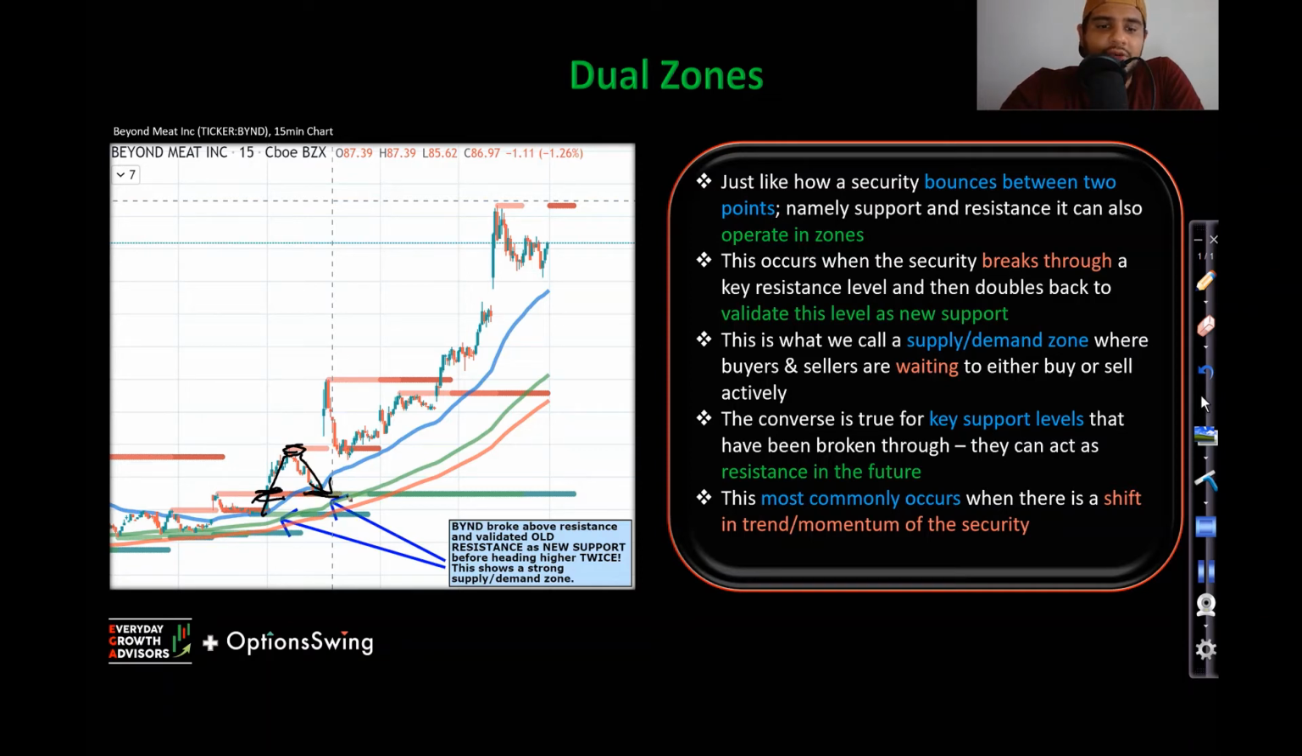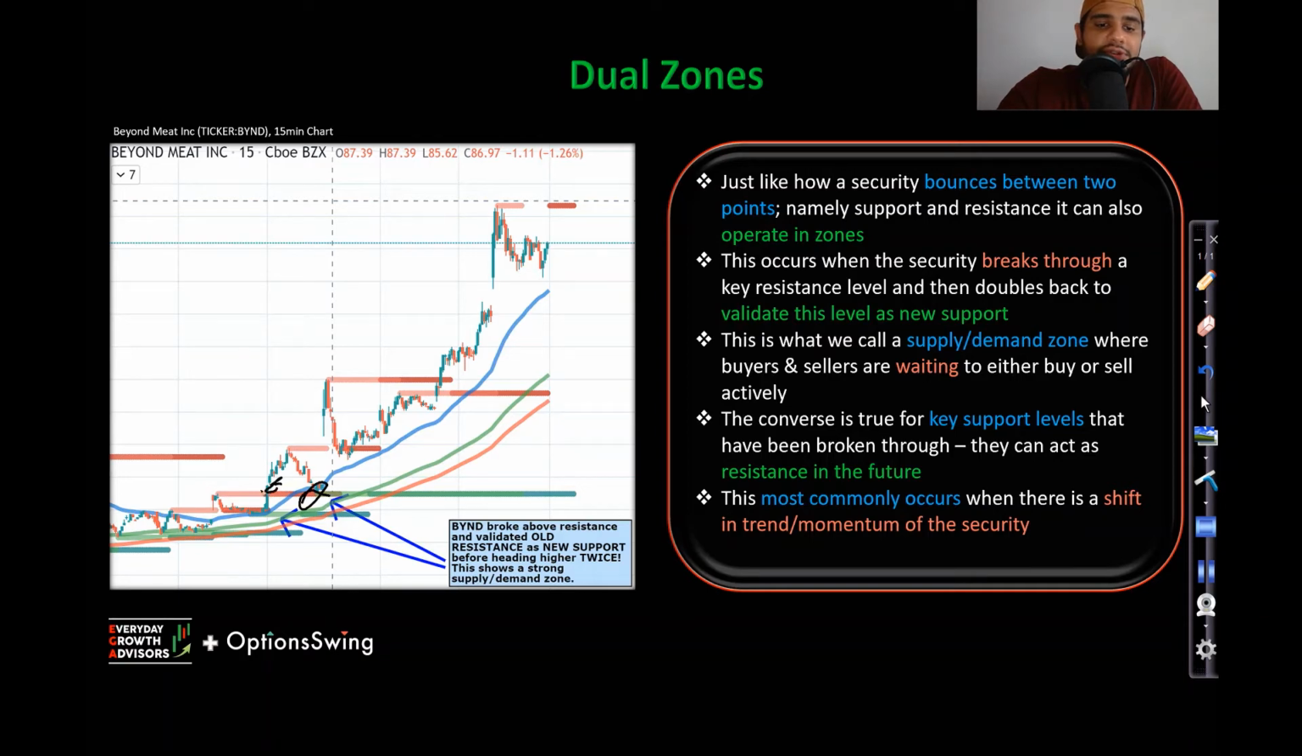Now, this zone here becomes a dual zone. And it's very common. You should always look for a dual zone when there is a breakout. You can see here for this particular ticker, Beyond Meat broke above the resistance and validated the old resistance as a new support over here.